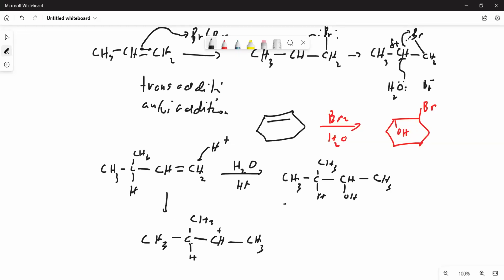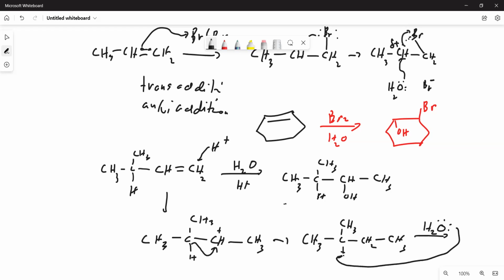And look what happened if this electron of hydrogen, carbon, will move here. Okay. You will end up with a tertiary carbonium ion, which we know is more stable than a secondary carbonium ion. This is the one that will be attacked by the water to generate the alcohol product.